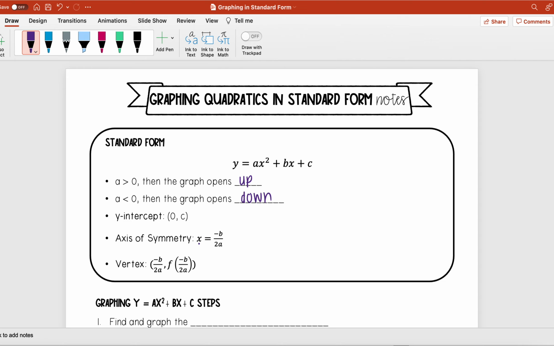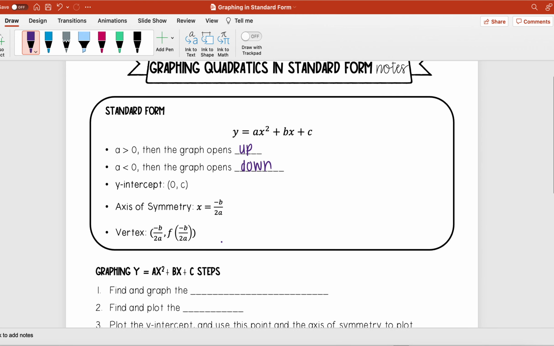Our axis of symmetry is at x equals negative b over 2a. And our vertex's x-coordinate is that opposite of b over 2a. What this is really just saying, if you remember function notation, is that our y value is whatever we plug in for x, which is our opposite of b over 2a. So let's say that were 1, you would plug in 1 for each of these x's, simplify, and that will be your y-coordinate.